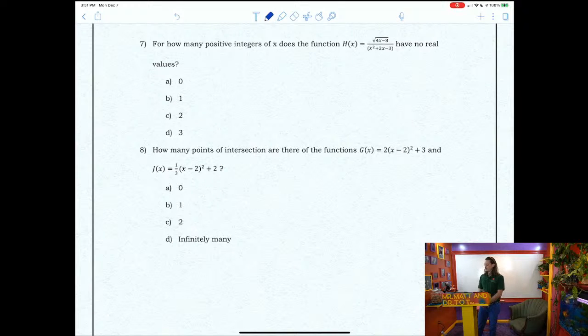Number 8 says how many points of intersection are there of the functions g of x is equal to 2 times the quantity x minus 2 quantity squared, plus 3, and j of x is equal to 1/3 times the quantity x minus 2 quantity squared, plus 2. I'll give you 6 minutes, and after 2 minutes I'll start to solve.